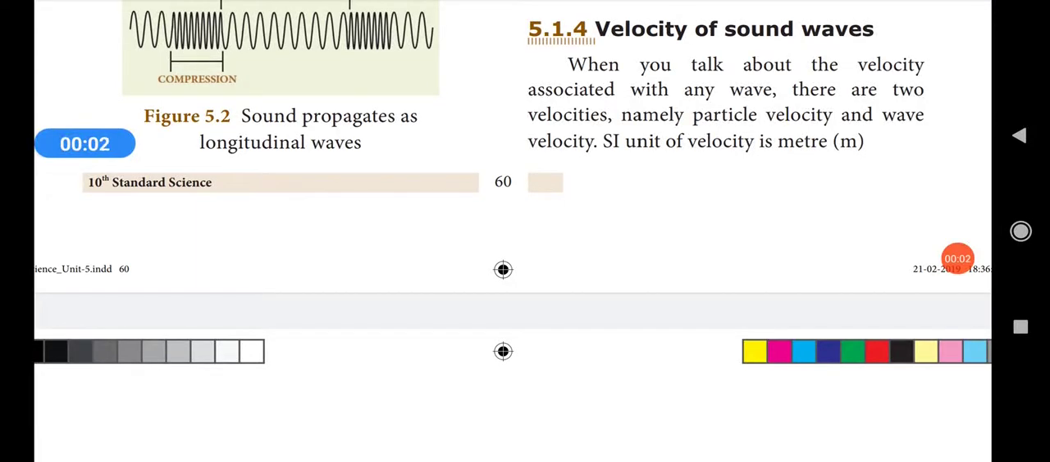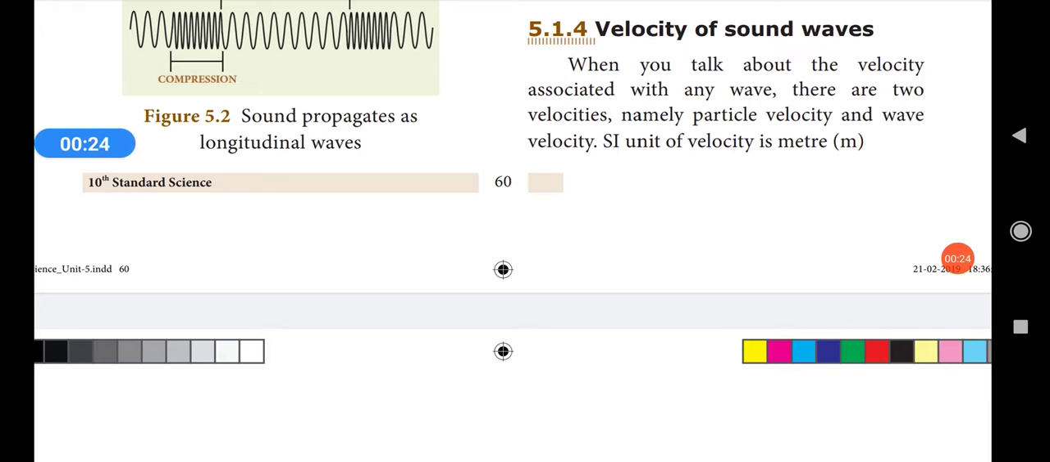Students, today we start the lesson with the topic velocity of sound waves in acoustics lesson. Okay, what is meant by velocity? Velocity is nothing but rate of change of displacement. Rate of change of displacement is called as velocity.